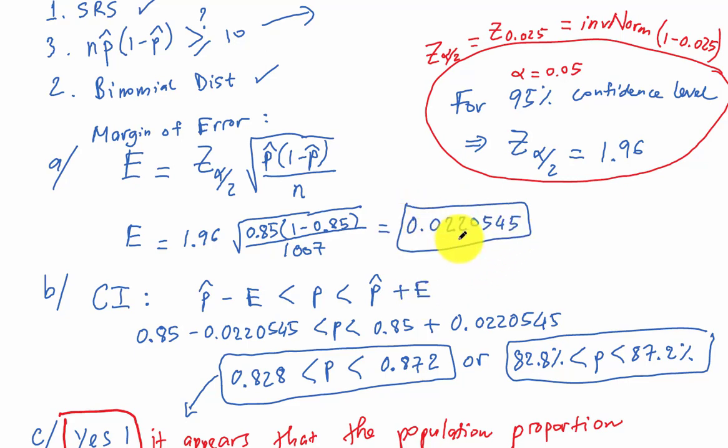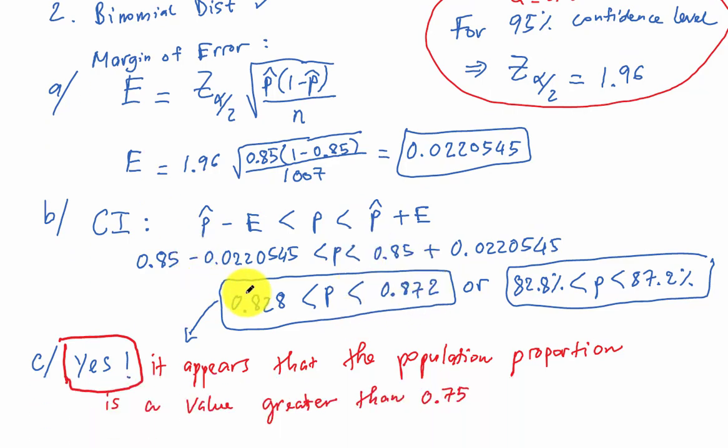We found e here, so all you do is take p-hat, subtract this number to get the lower bound, or add p-hat to this number to get the upper bound. And it should give you the decimal value, or we can convert it to a percentage by moving two places of the decimal to get to the percent.